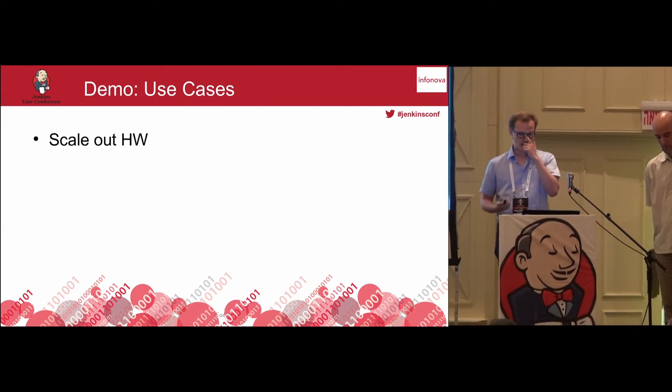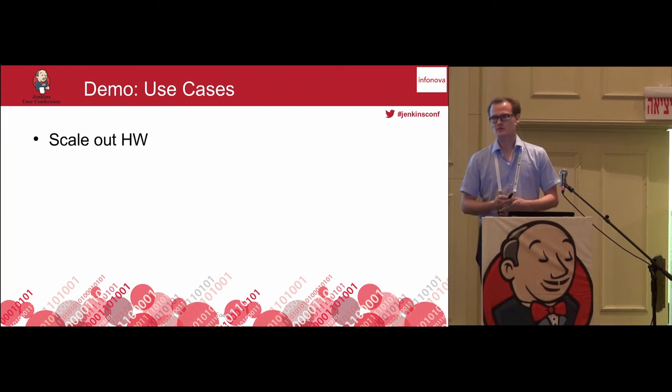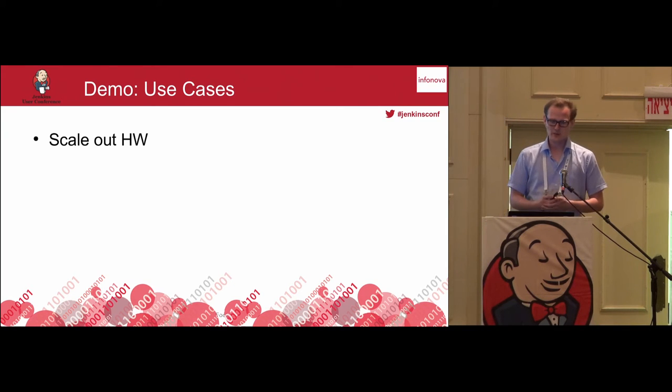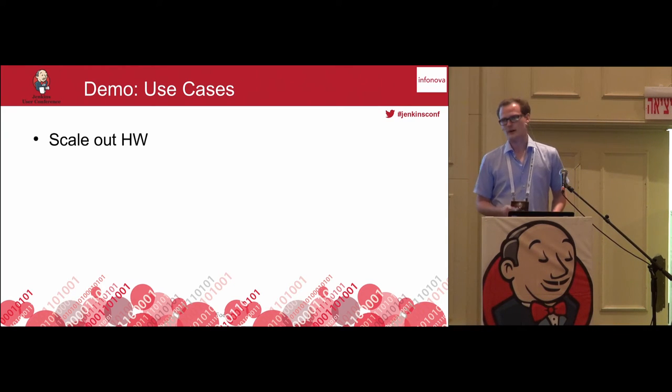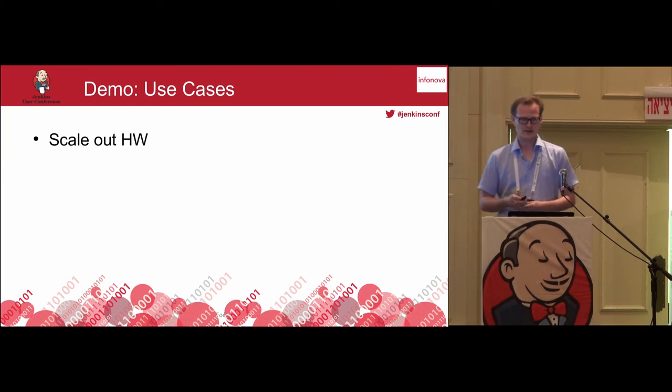The first use case is to scale out the hardware. So if you happen to know, okay, we don't have enough power anymore, or we have the requirement to double our builds, then you have to buy hardware. And to integrate this hardware, it is pretty simple. You run an Ansible playbook we already provided on GitHub, and that's it.